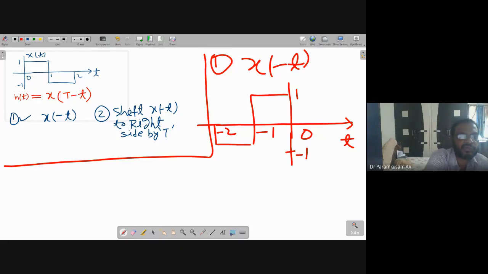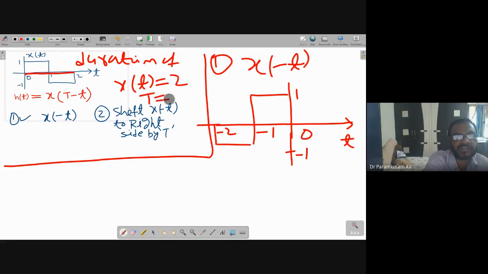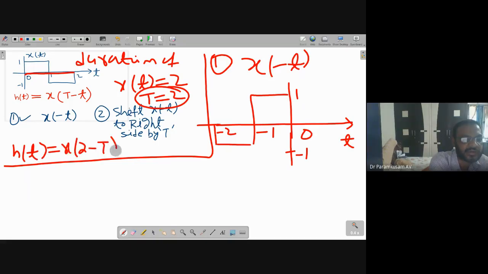Assume, what is the duration of x of t? The duration of x of t is equal to 2, 0 to 2, the pulse. So capital T is equal to 2. And then the unit impulse response of this system is h of t is equal to x of 2 minus t.